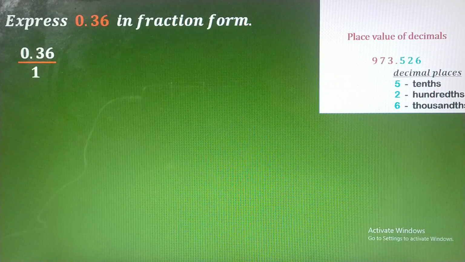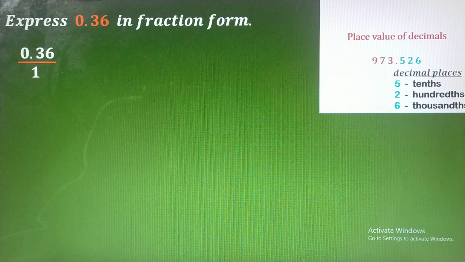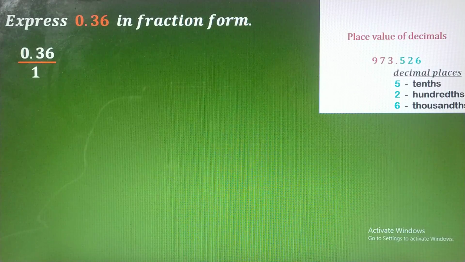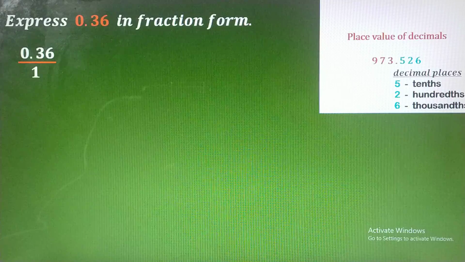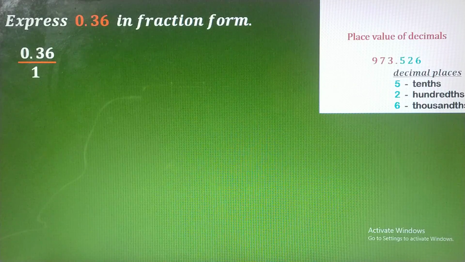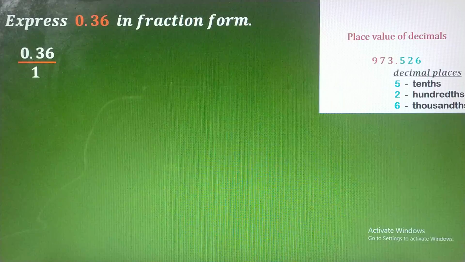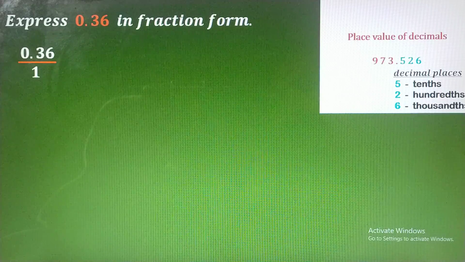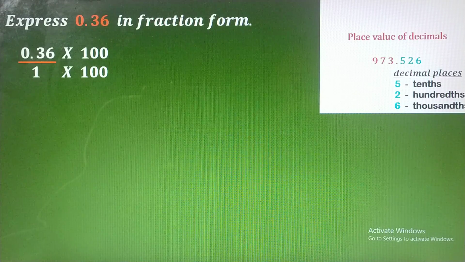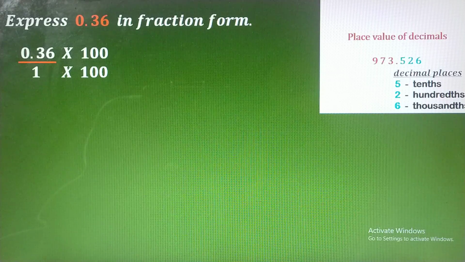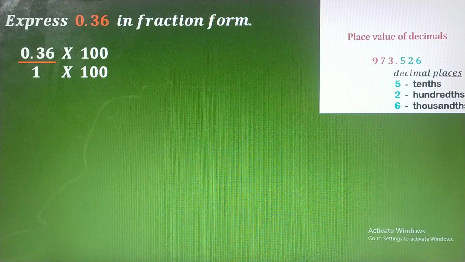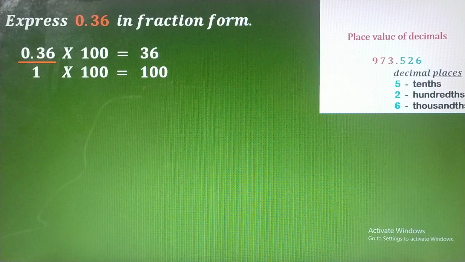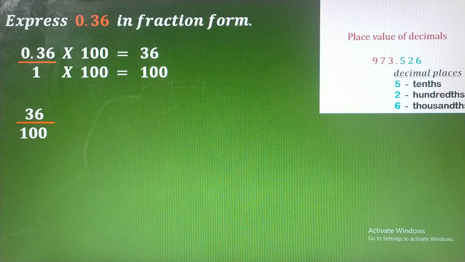Since dalawa na sila, titingnan mo palagi yung dulong number. Ano na ba yung kanyang place value? As you can see, balikan natin yung ating place value chart. Kapag dalawa na yung number after the decimal point, ang tawag na doon ay hundredths. Kaya, ang i-multiply na natin ay hindi na tenths, kundi hundredths na. Kasi hundredths na yung kanyang place value. So, 0.36 times 100 and 1 times 100. That is equal to 36 and 100. So, the result is 36 over 100.